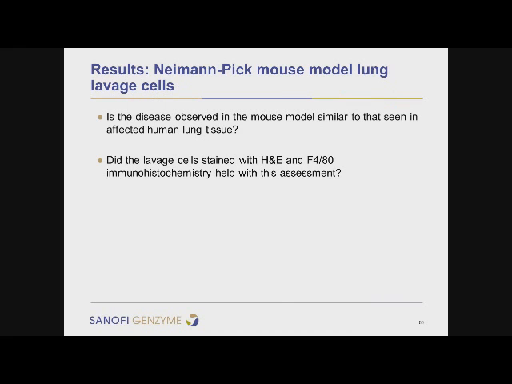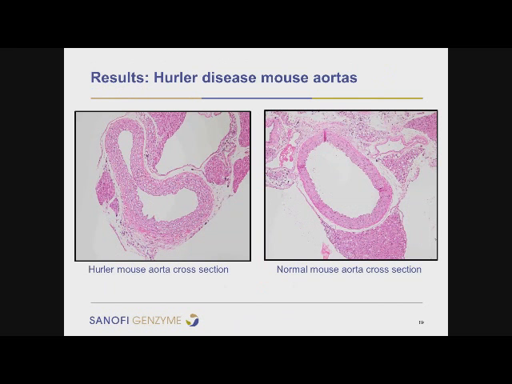So is the disease observed in the mouse model similar to that seen in the affected human lung tissue? Yes, it was. And did the lavage cells stained with H&E and F480 IHC help with this assessment? Yes, it did. So both of those missions were accomplished in this case.